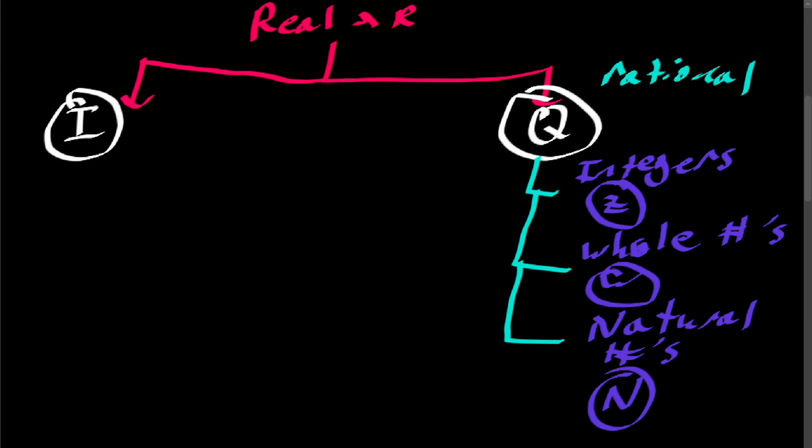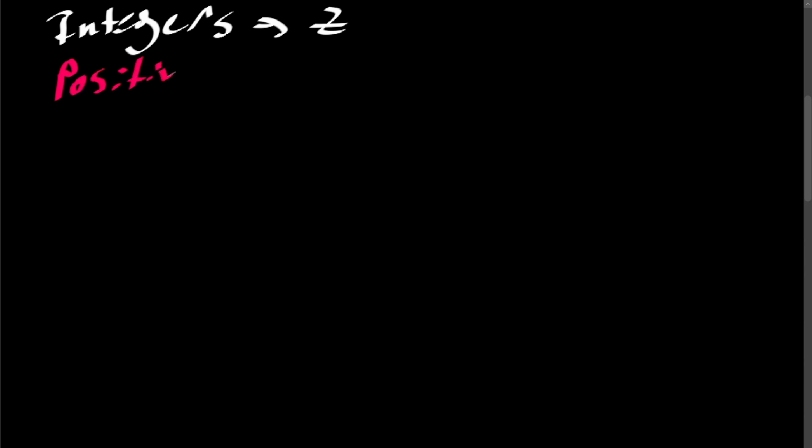Let's talk about those in more detail. These will actually be some of the easier ones. Let's start with integers first. Once again, we use Z as the abbreviation for integers. Integers are any whole numbers that are positive and negative. So positive and negative whole numbers.